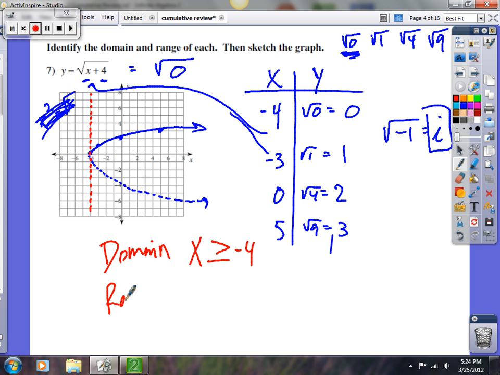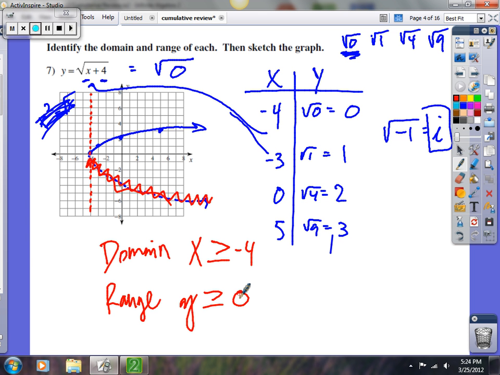The range, okay, the range is the y-axis. The range is up and down, and I'm disregarding the other half of it. So if this goes on forever to the right, it's going to slowly rise. So it's going to go all the way to infinity as far as up and down, but down it's not going to go any further than 0. So the range is anything bigger than or equal to 0.